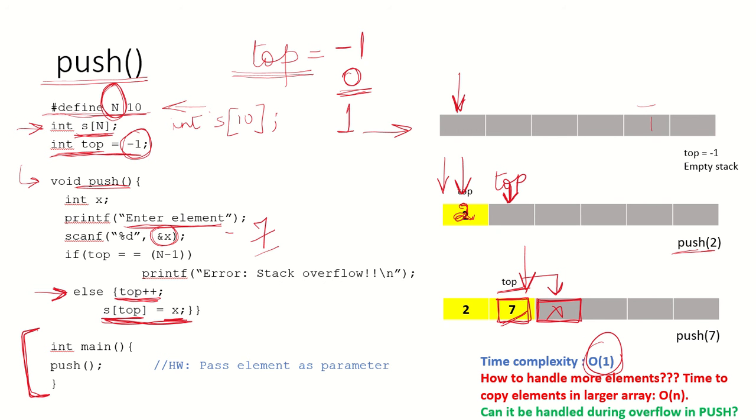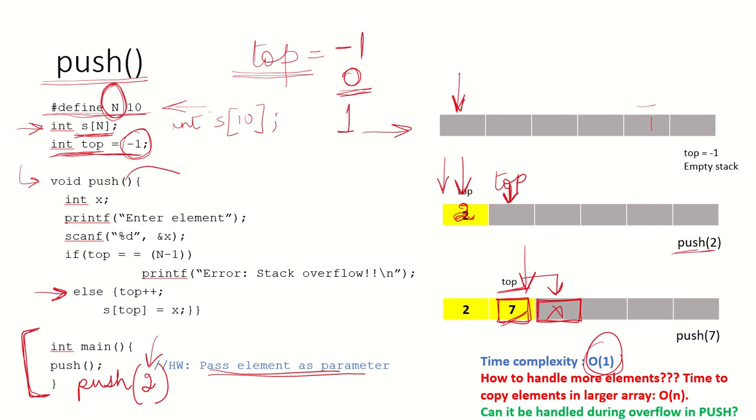What if we do not want to take the input from the user over here in the function, but we want to pass this element as a parameter from the main function? So suppose I want to write push(2). What are the changes that will be required? In that case, we can take this parameter that is being passed as an input parameter to this function. We need not use these statements and can simply use the value of x that has been passed to the function.